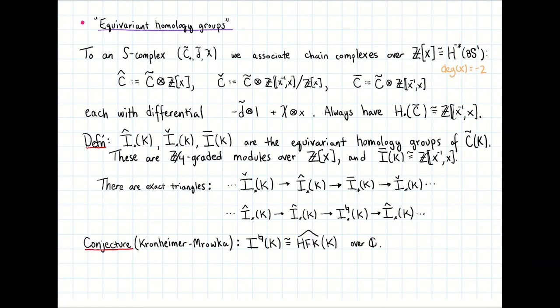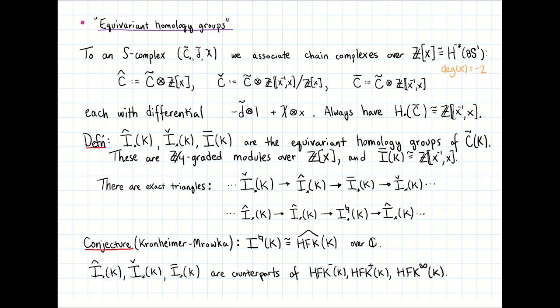It's a conjecture of Kronheimer and Mrowka that I natural of a knot is isomorphic to the hat version of knot Floer homology from Heegaard Floer theory. They make this conjecture over the complex numbers, perhaps just because they were working over the complex numbers in that paper. So you should think of the I from, I to, and I bar theories of a knot as counterparts of the minus, plus, and infinity versions of knot Floer homology from Heegaard Floer theory.